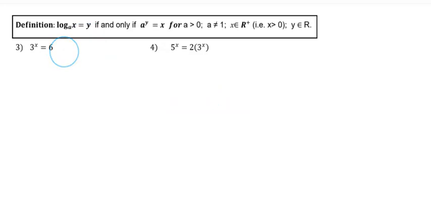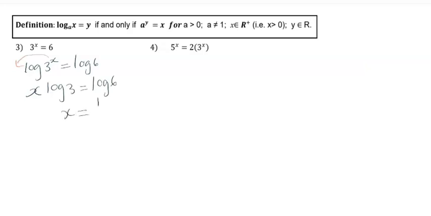I just take log on the left hand side and log on the right hand side. I use my law that says I can bring that to the front, so I get x times log 3 is the same as log 6, and log 3 and log 6 are just numbers. So to get x on its own, I'll have log 6 divided by log 3, and whichever base I use, I will get the same answer.